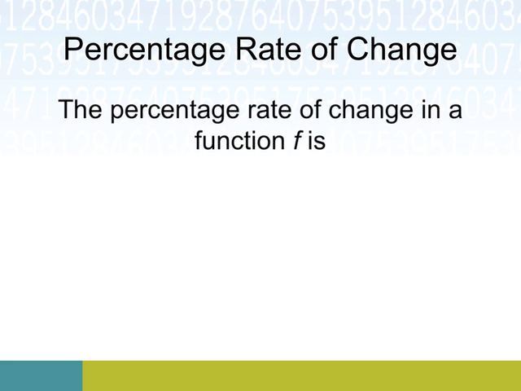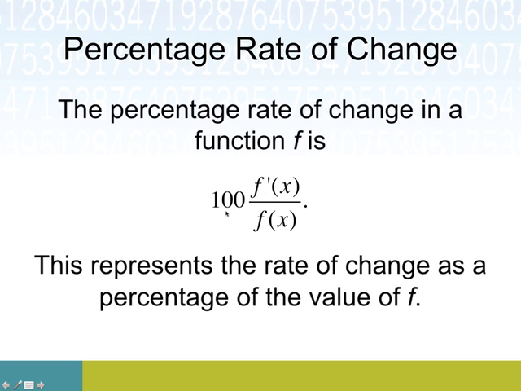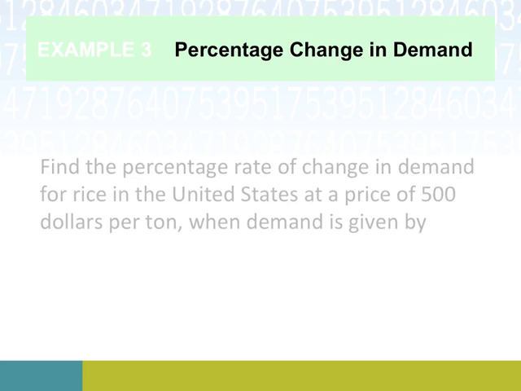So percentage rate of change, to give ourselves a definition, basically looks like the rate of change, so the derivative, divided by the actual output of the function. So this is the slope divided by the height of the graph, essentially. And then times 100 just so that, instead of a decimal, we get something that's a percentage. And so this is supposed to be the rate of change as a percent of the actual output. So instead of, for instance, gross national product growing by some number of billions of dollars, we could say it grew by 2% or something.